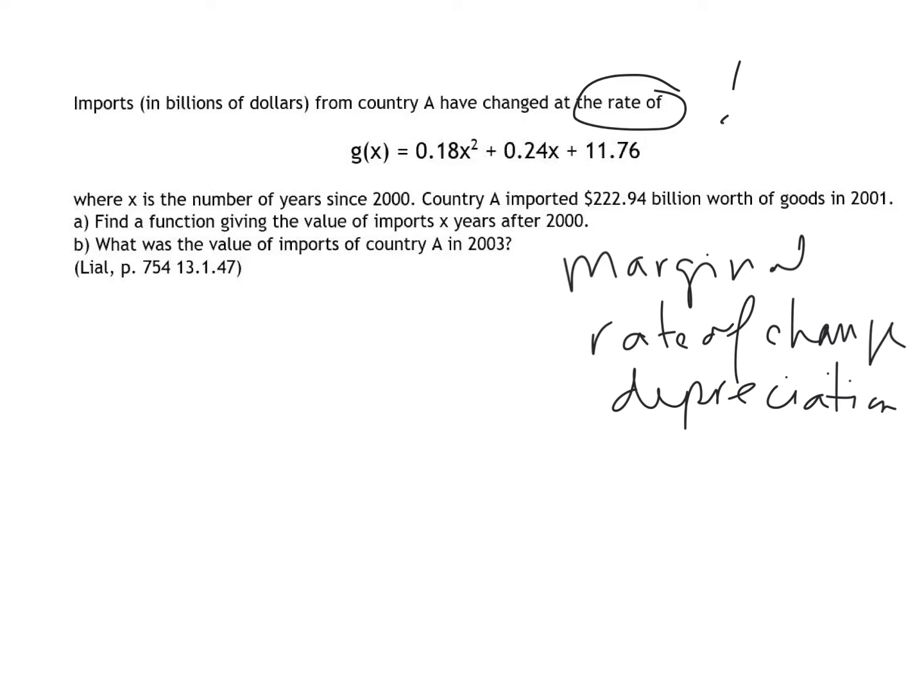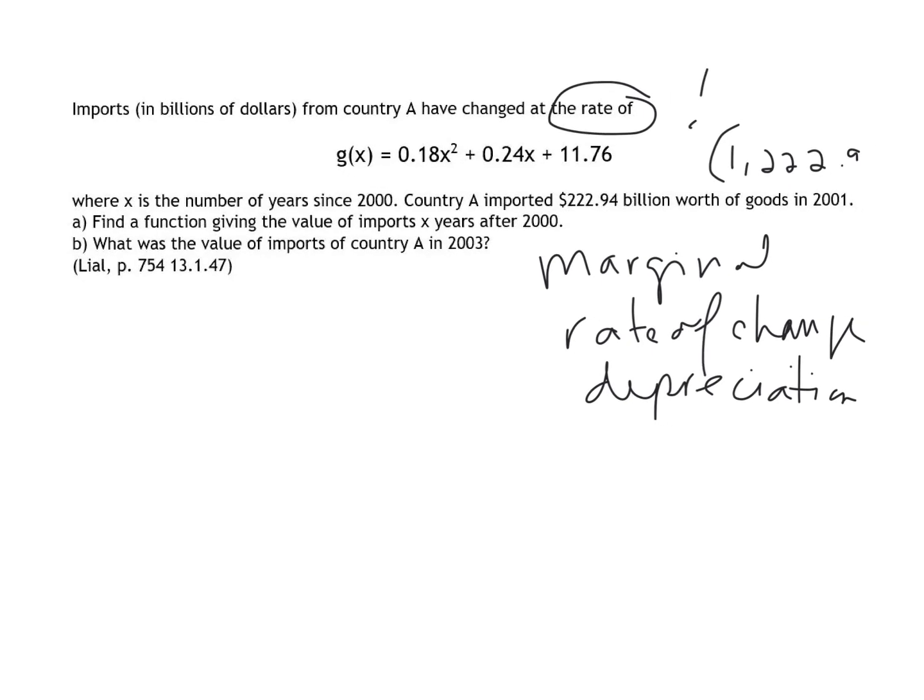So why does it say country A imported 222.94 billion worth of goods in 2001? Yeah, it gives you that point, that x and y value, right? So in that case, what will be the value of x? Just 1? Yeah? 1 and then 222.94. So we're not going to use that right away, but we're going to set it aside and we're going to need it, recall it later on.